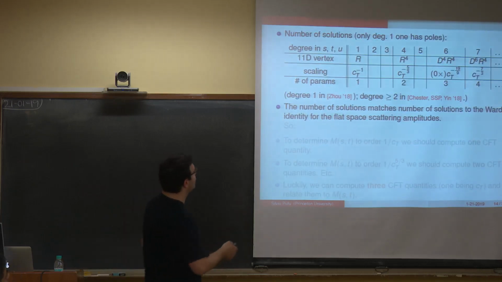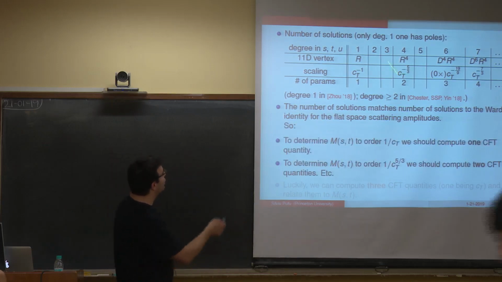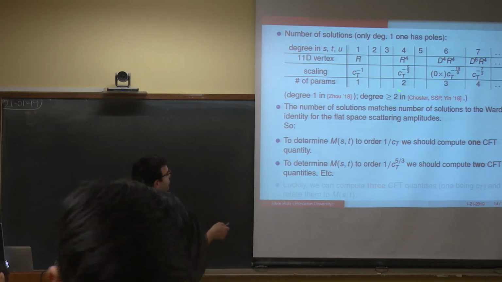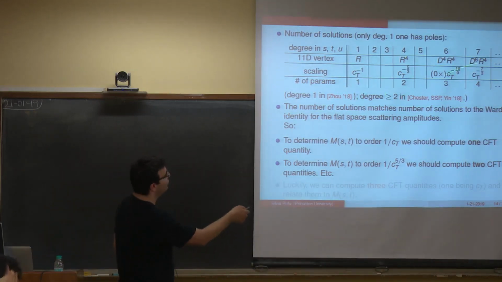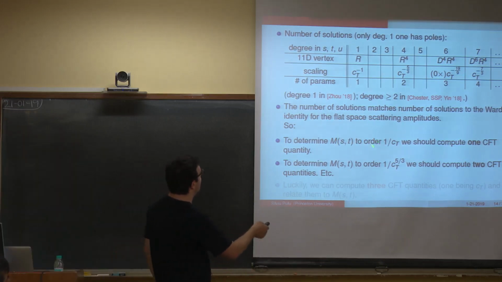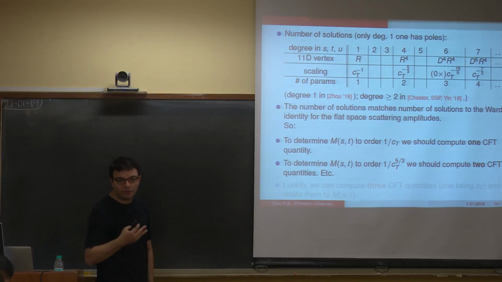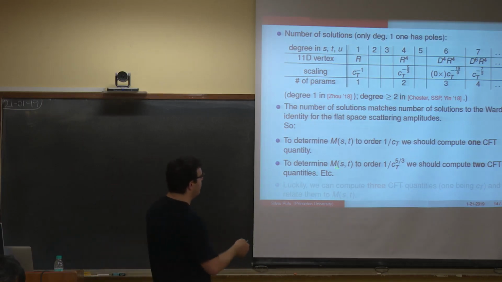Okay. So the number of solutions matches the number of solutions for the Ward identities for flat space scattering amplitudes. In order to determine what the Mellin amplitude is up to a given order, we have to compute these coefficients. So to determine M up to order 1 over CT, we should compute one CFT quantity, and if we compute that CFT quantity, we can determine this coefficient, and we can fix the Mellin amplitude. To determine the Mellin amplitude up to order 1 over CT to the 5/3, we should compute 2 CFT quantities, and so on.